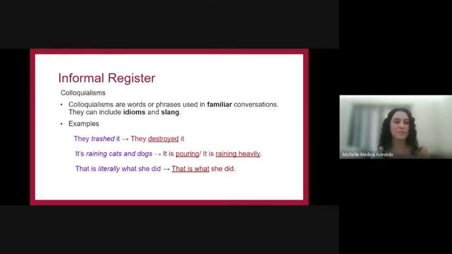And then lastly, we have this example. That is literally what she said. So literally is a very common word nowadays, but literally doesn't necessarily add any meaning to what we're saying. Literally just means that it actually happened. So unless you are making a distinction of what is figurative and what is literal, it is best to avoid saying the word literally. So for example, instead of saying that is literally what she said, you can just say that is what she said, because the sentence in itself is already stating it as a fact. You don't have to add the word literally.